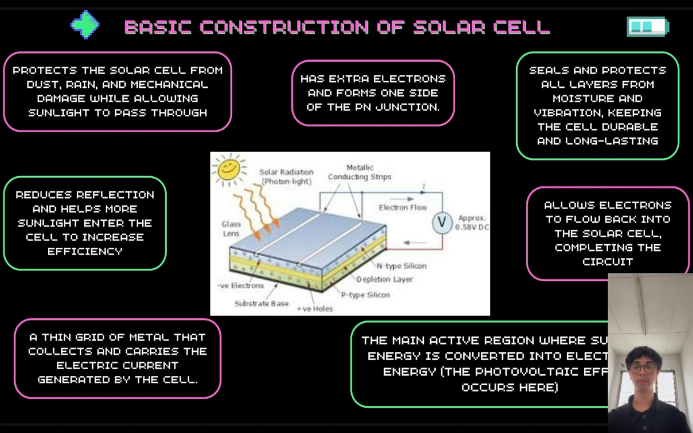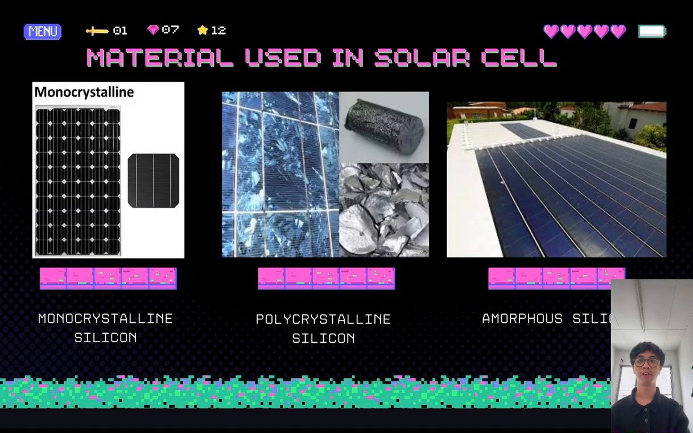So, in summary, each layer, from the glass surface to the semiconductor junction, works together to turn sunlight into usable electrical energy. So, the material used in solar cell is monocrystalline silicon, polycrystalline silicon, and also amorphous silicon.